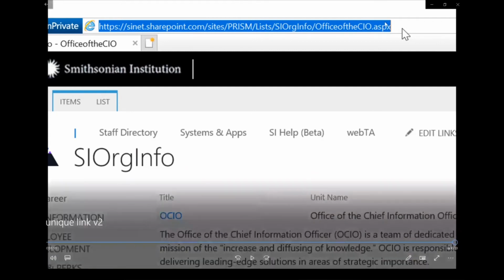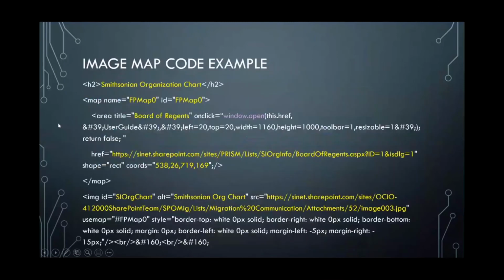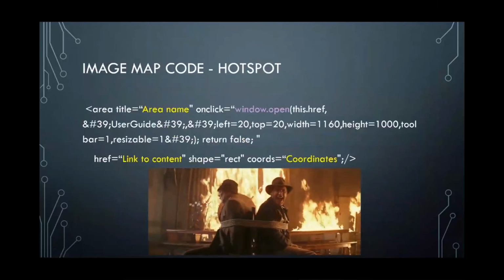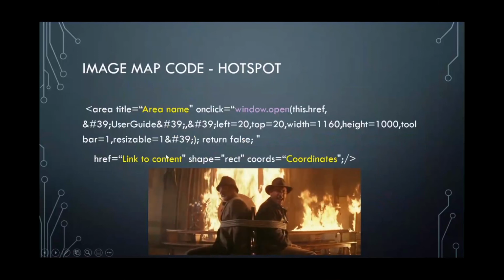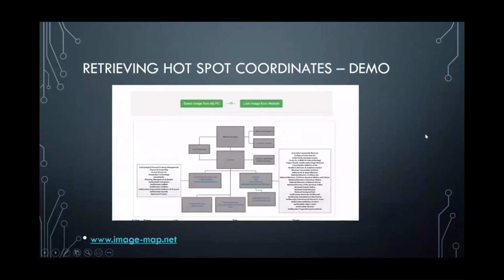I can actually go back to show specifically what I'm talking about. So this part of the code right next to the href here, that's where I'm going to put that link that I just retrieved. All right, so now how do we get the coordinates that go into the code?